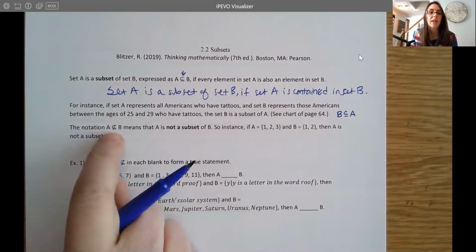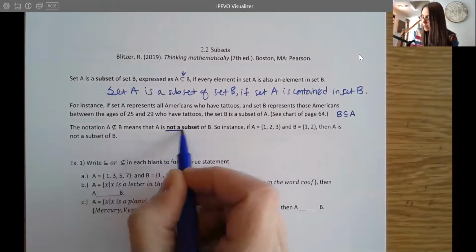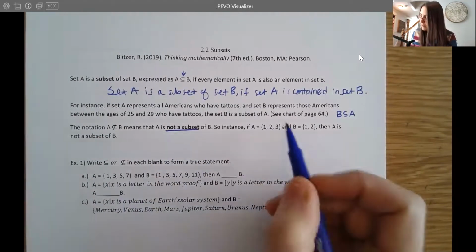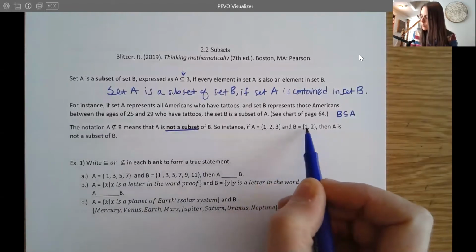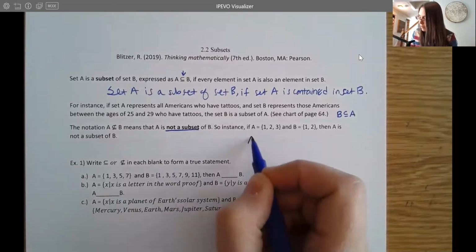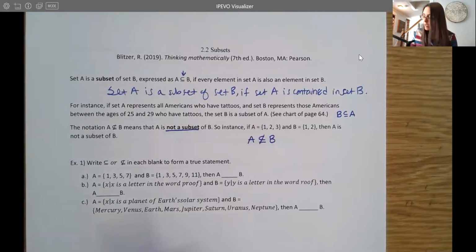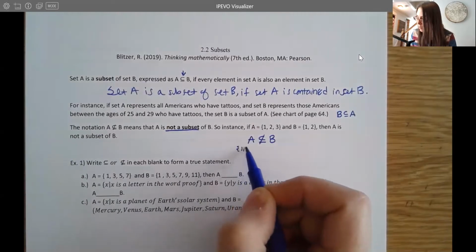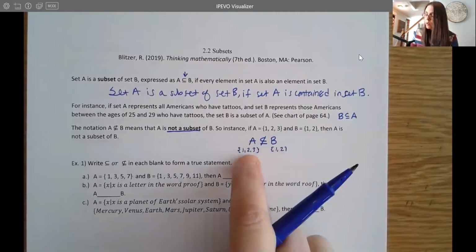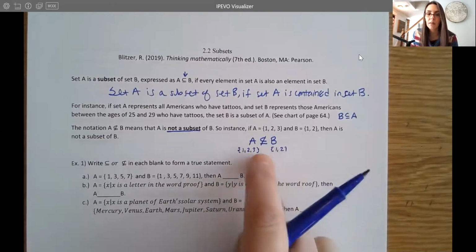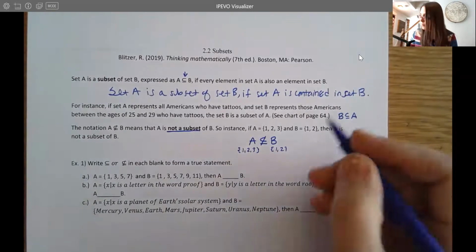Now this notation here means not. So it would mean not a subset. So for instance, if A is 1, 2, and 3, and B is 1 and 2, then A is not a subset of B, right? Because A are the values 1, 2, and 3, and B are the values 1 and 2. So these are not all contained in B, right? 3 is not part of B. So A is not a subset of B.